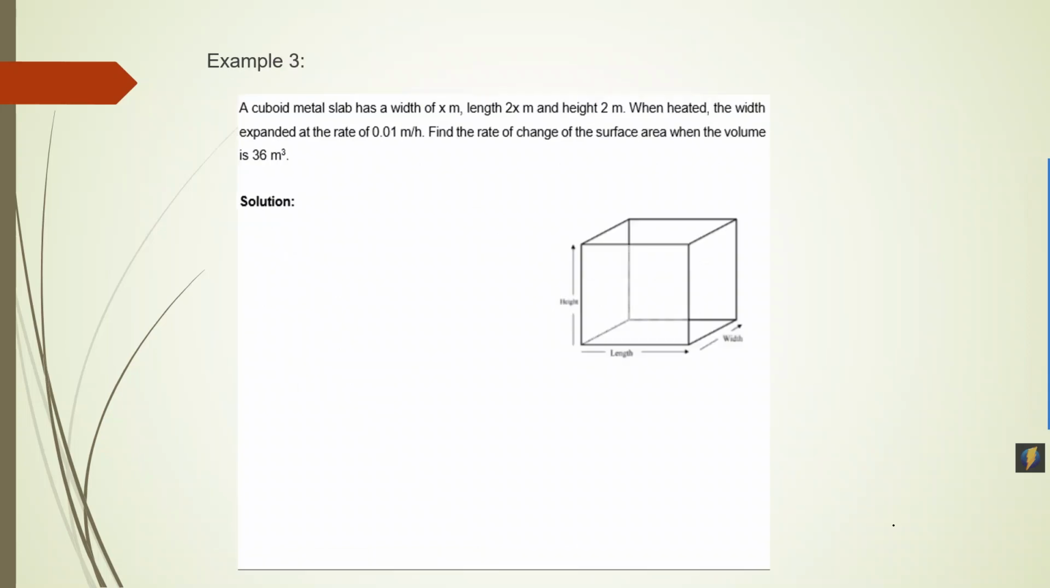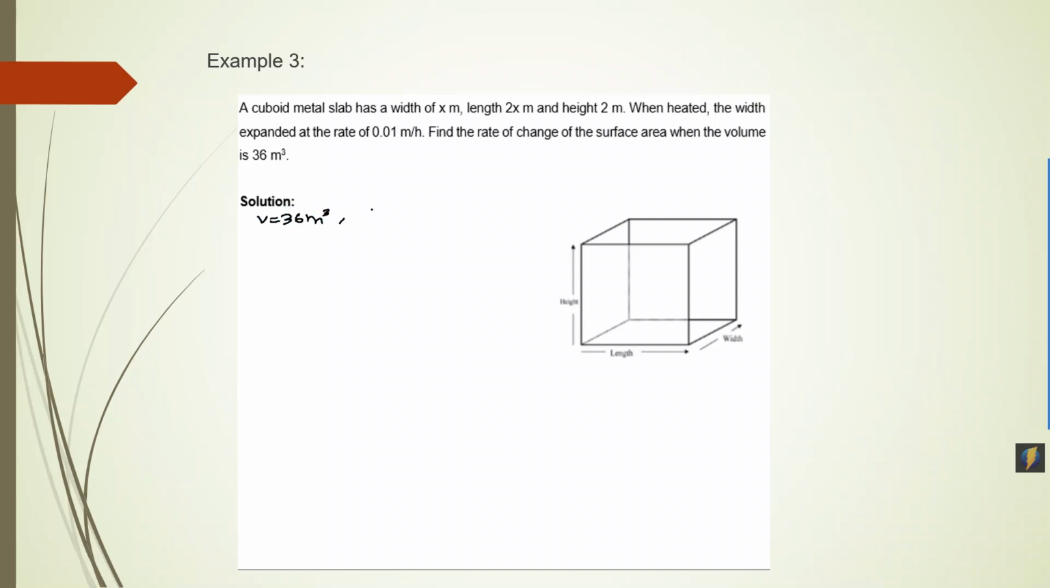Okay, look at example 3. A cuboid metal slab has a width of x meter, length 2x meter, and height 2 meter. When heated, the width expands at the rate of 0.01 meter per hour. Find the rate of change of the surface area when the volume is 36 meter cubed.